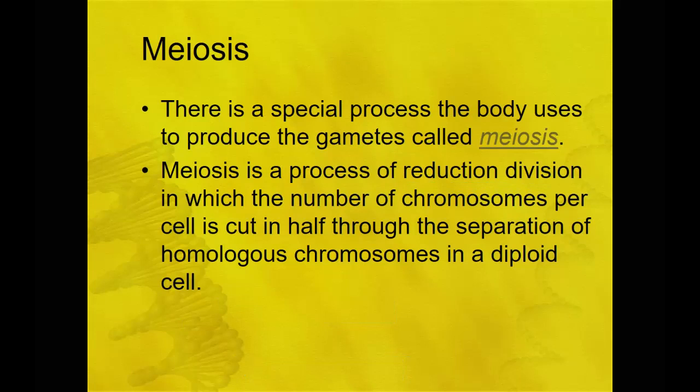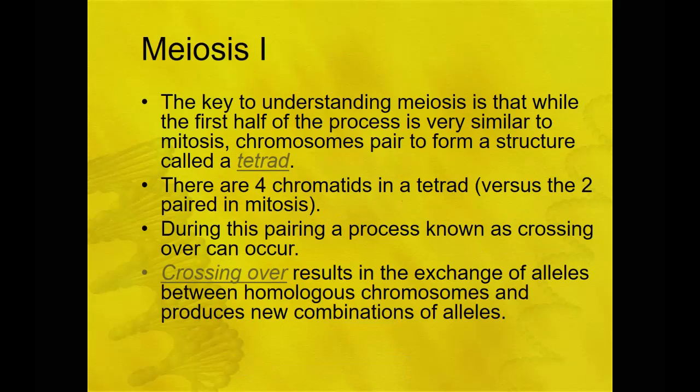We'll break meiosis down into 2 parts. The key to understanding it is to realize that the first half of the process is incredibly similar to mitosis, except for the fact that we line chromosomes up in homologous pairs in what we call a tetrad. In a tetrad, there are 4 chromatids versus the 2 paired in mitosis, because we have both the maternal and paternal chromosomes for the same chromosome lined up side by side. During this pairing, sometimes we actually get what's known as crossing over.